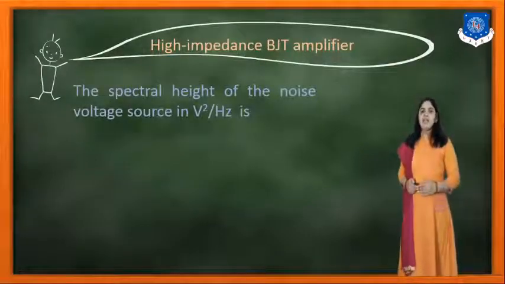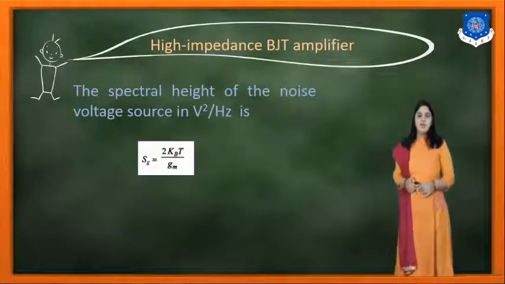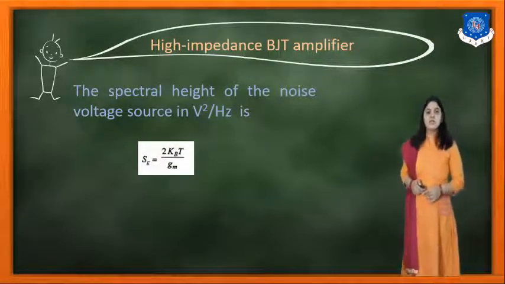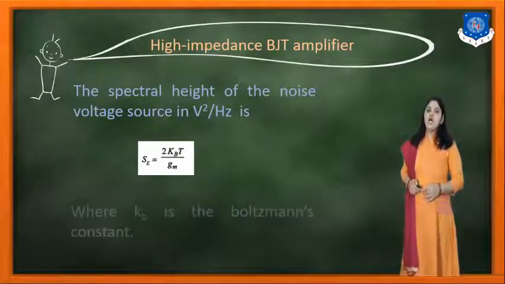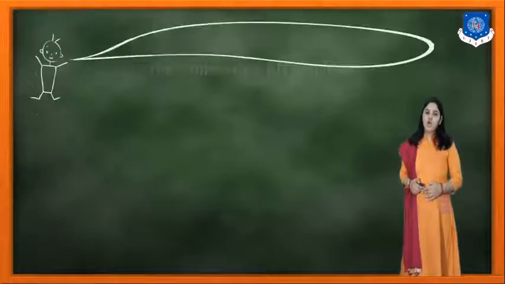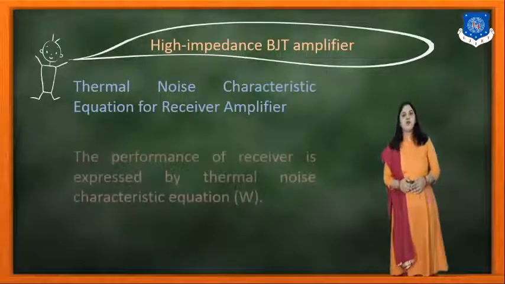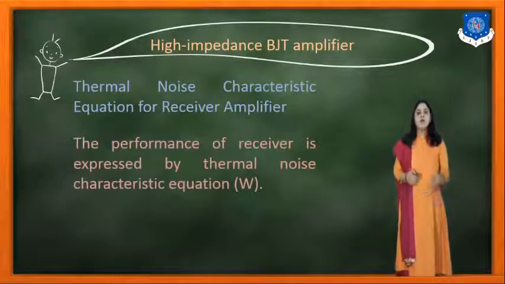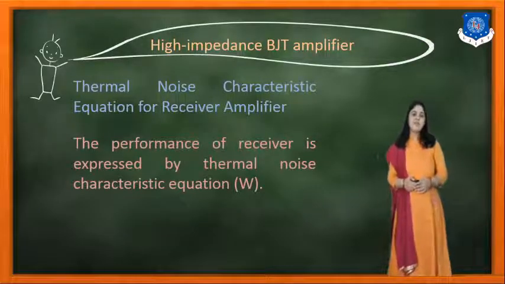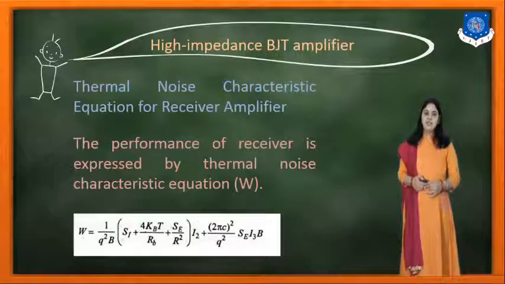The spectral height of the noise voltage, which is V square per Hz, SE, is equal to 2 kBT upon Gm, where kB is the Boltzmann constant. So, the thermal noise characteristics equation for the receiver amplifier. The performance of the receiver is expressed by the thermal noise characteristics, known as W.